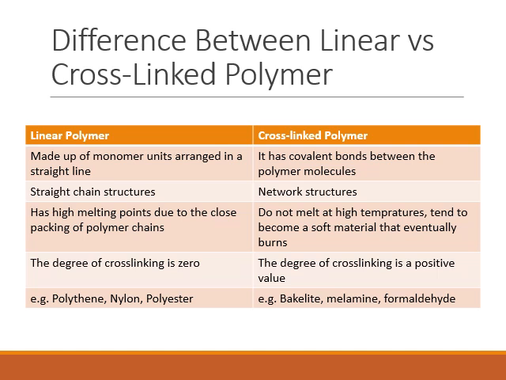In linear polymer, the degree of cross-linking is 0, whereas in a cross-linked polymer, the degree of cross-linking is a positive value. Some of the examples of linear polymers are polythene, nylon, polyester, and cross-linked polymers are bakelite, formaldehyde, melamine, etc.